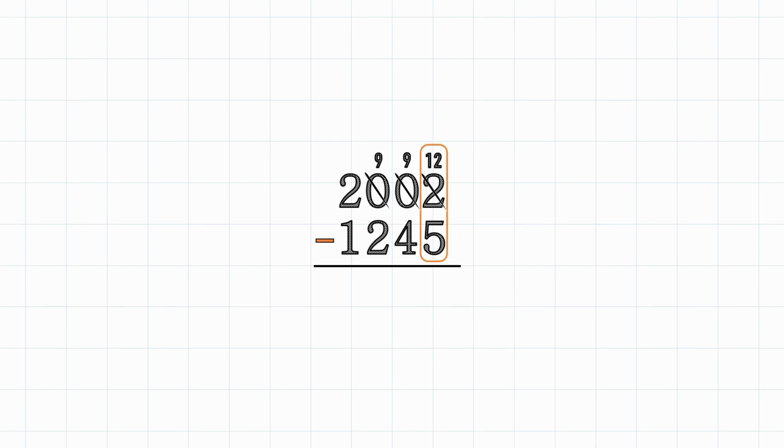The 12 minus 5 is a 7. 9 minus 4 is a 5. 9 minus 2 yields a 7. And 2 minus 1 is a 1. So the result is 1757.